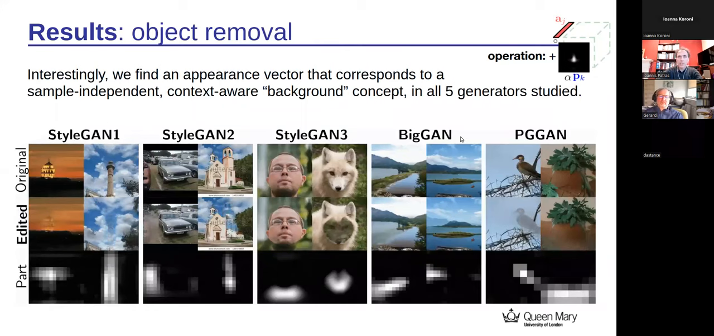Something very interesting is that in all of the GANs, in all of the generators that we have seen, we have found something that corresponds to the background concept. If we have the background concept, then basically we can remove objects in the background, and you can see some examples in those images here. We can remove the bird, for example. We can remove the tower here or the other tower there.